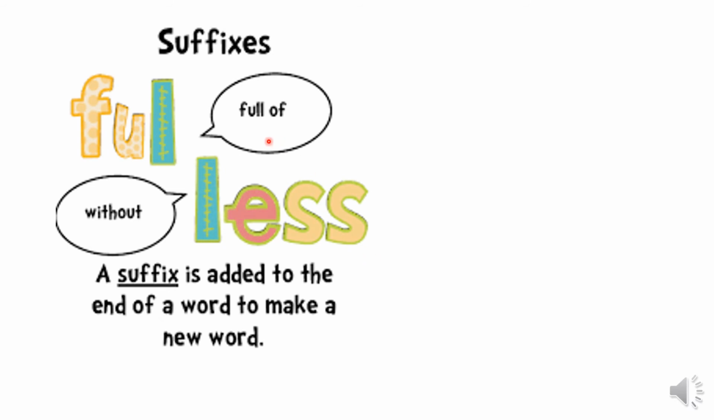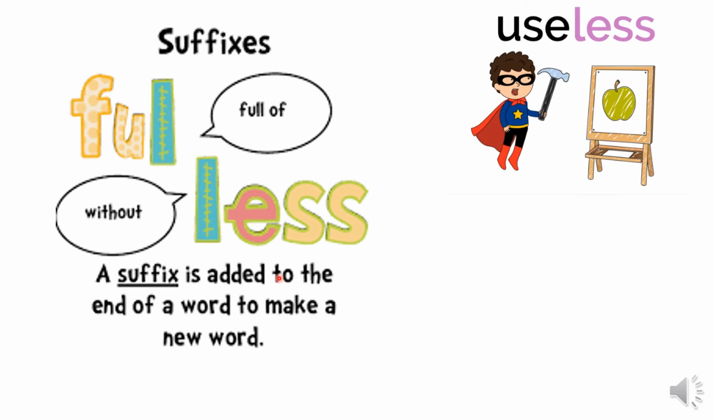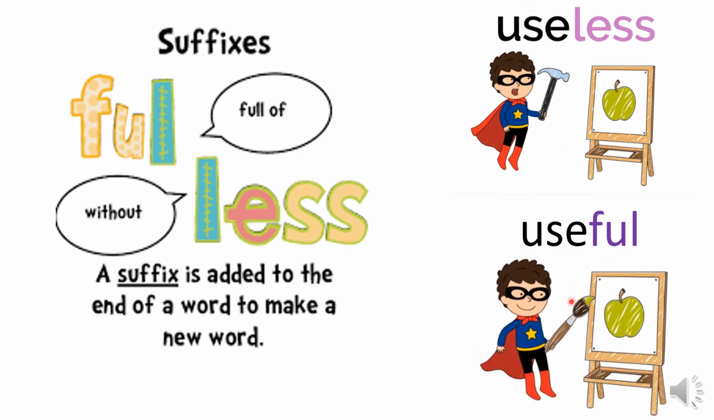So as I said before, full and less, these two suffixes, have an opposite meaning. The suffix full means full of, and less means without. For example, when I say useless, this hammer is useless for this project. You cannot use the hammer in order to draw or to paint. However, when I say useful, the brush here is useful for this project. You may use it in order to paint or to draw.